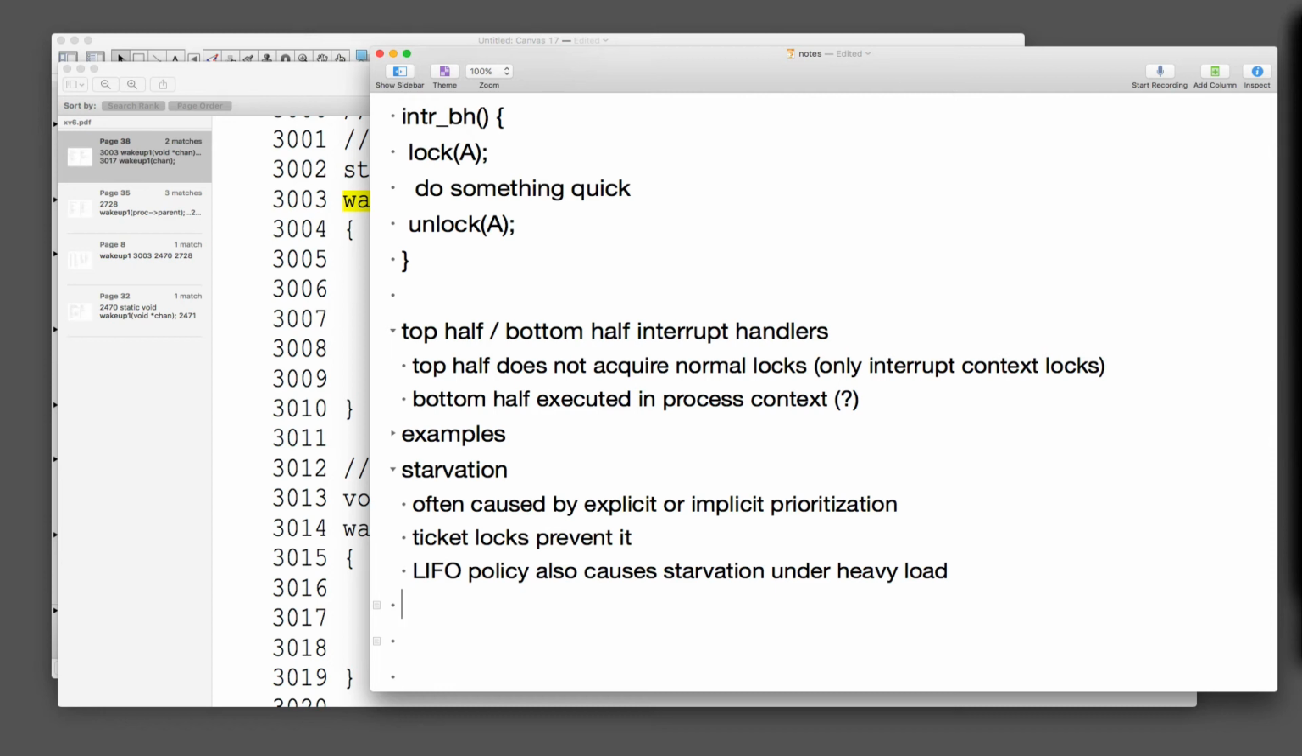So let's think about our scheduler for a moment. We've talked about prioritization before, like we might have high priority processes, low priority processes, and even within one process we could have high priority, low priority threads.